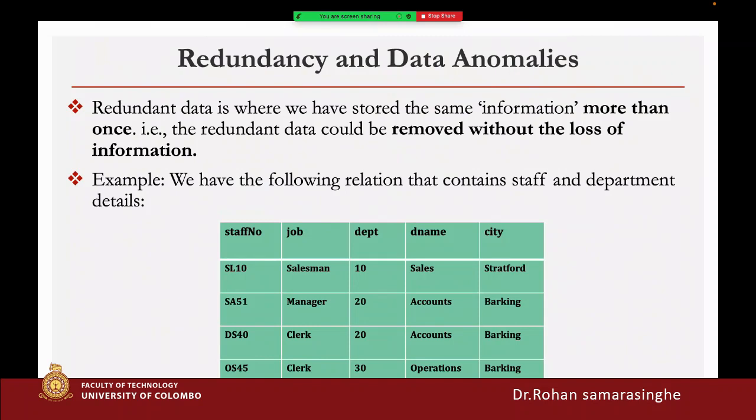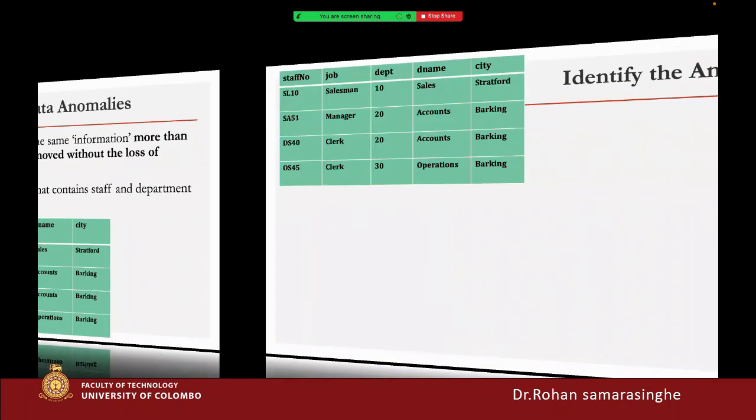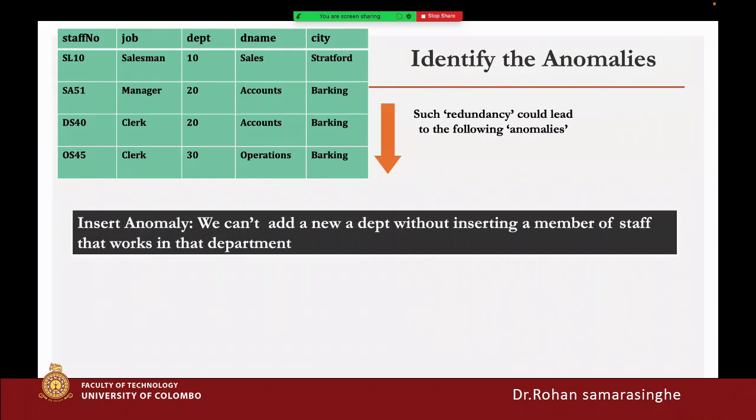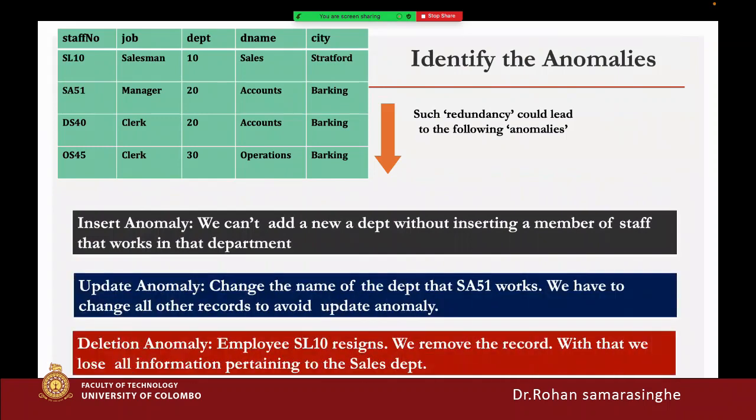When you remove those redundant data without loss of information, we have to follow the relations, for example certain staff and department details. Even in the first normal form, without the staff you can't enter the department. Likewise, redundancy could lead to the following anomalies: insertion anomaly, updating anomaly, and deletion anomaly. We have already discussed these, so I am not going to explain them once again.